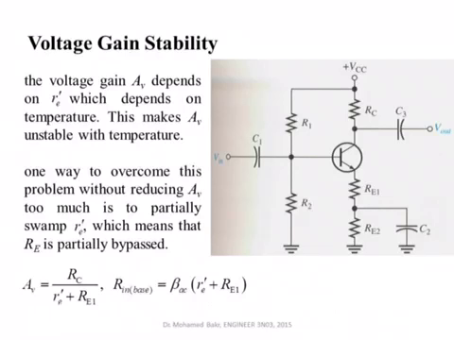So we can try to make a compromise. Instead of fully bypassing RE, we can divide RE into RE1 and RE2. RE2 will be bypassed by the capacitor for the AC analysis, while RE1 will still be there. So this will result in an increase in the input resistance. We can see here it will result in a reduction, but not that much, in the gain. So we call this approach partial swamping of RE dash. We try to reduce the gain a little bit, but on the other hand, we gain some input resistance.